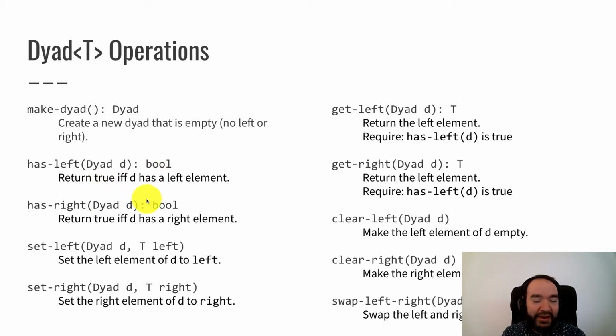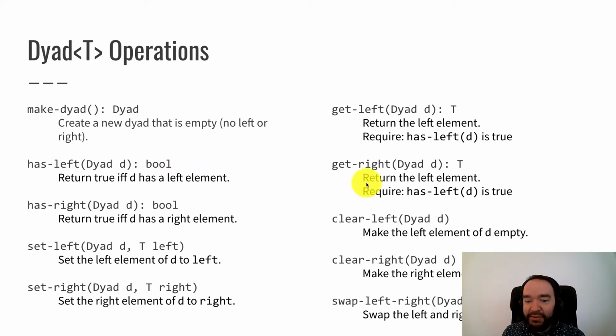Has right is the same thing. True if there is a right element. We can set the left to an element. We can set the right to an element. We can get the left element. Now, get left has an invariant, a requirement that has left is true. So that says get left, I give you a dyad, you give me a data type for the left element, but you're only allowed to call this if we know that has left is true, meaning there actually is a left element. So that's an example of an invariant that says you can't get the left element if there is no left element. That's nonsense.